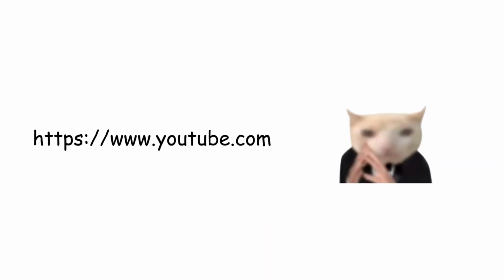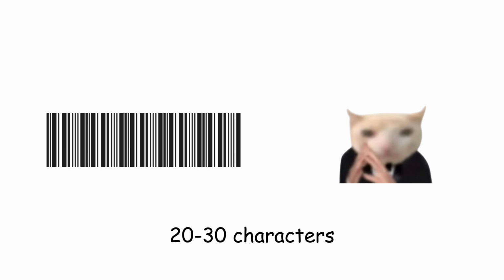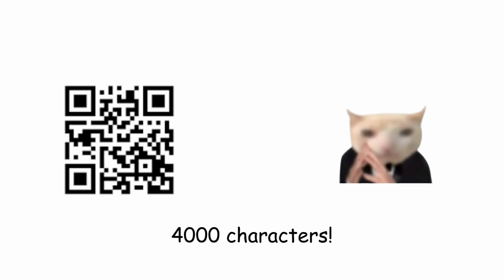A QR code can store a website link, plain text, phone numbers, contact cards, Wi-Fi passwords, even small messages. A normal barcode stores around 20 to 30 characters. A QR code stores up to 4,000 characters. That is the real reason QR codes replace barcodes.